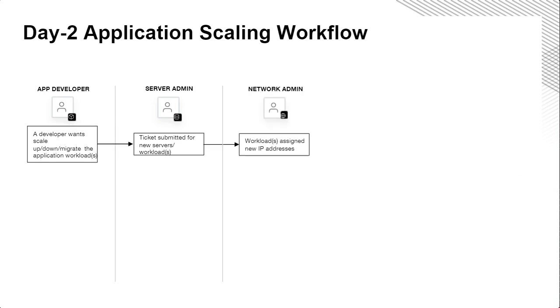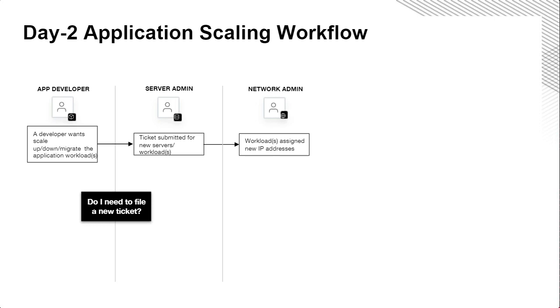So just to give an idea of like kind of how broad this is, we came up with this kind of concept to talk a little bit about the day two application scaling workflow. So what does it look like after an application gets deployed? So I have a developer who reaches out to a server admin, says, I need a new server for my workload. I want to deploy it. Network admin says, OK, great. We got to make sure that's assigned a new IP address. But if they didn't fill out all the information, I might need a new ticket.